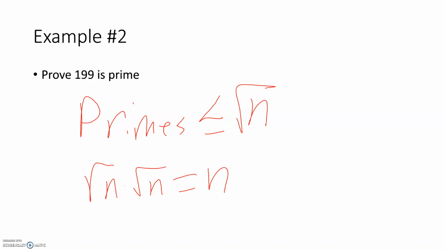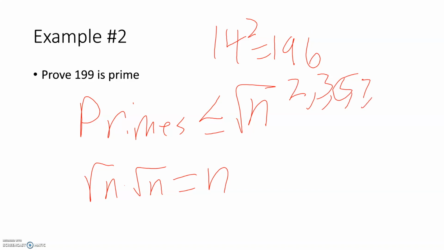So 14 squared is equal to 196. So we basically only need to test the primes that are less than or equal to 14. So those primes are just 2, 3, 5, 7, 11, and 13. So we quickly see that it's not divisible by 2 since it's not even. It's not divisible by 3 since 9 plus 9 plus 1 is 19, and 19 is not divisible by 3. It's not divisible by 5 since it doesn't end in a 0 or a 5.